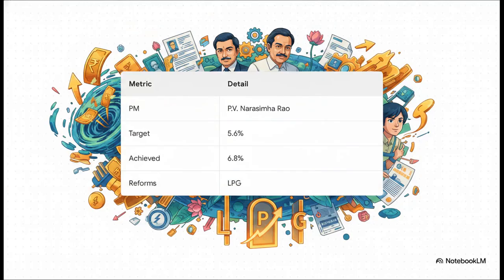Talk about a comeback. Because of that desperate financial situation, India had to secure an IMF bailout. And the conditions of that bailout pushed Finance Minister Manmohan Singh to introduce sweeping LPG reforms: liberalization, privatization, and globalization. The result? Under Prime Minister P.V. Narasimha Rao, they targeted 5.6% growth and achieved a massive 6.8%. It was highly successful. They finally, definitively shattered that old, sluggish Hindu rate of growth.